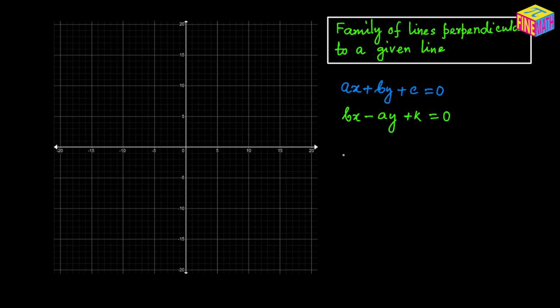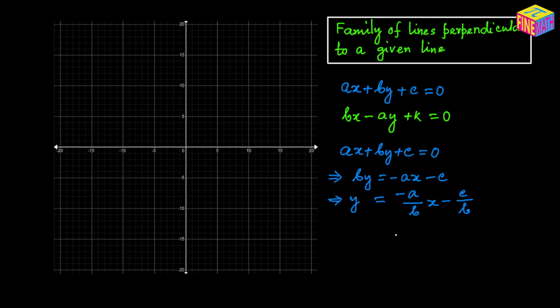Now if you are thinking, why is it like that? Well, let's try to find out the slope of the first line, meaning the slope of the given line. So let's do a little bit of math here real quick. We have ax + by + c = 0, and from here we can write it as by = -ax - c, and dividing both sides by b, we would get y = -(a/b)x - c/b. So here we see that the slope of the given straight line is actually -a/b.